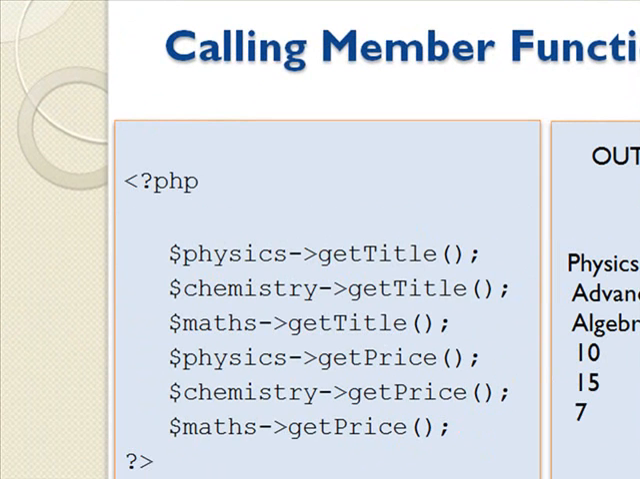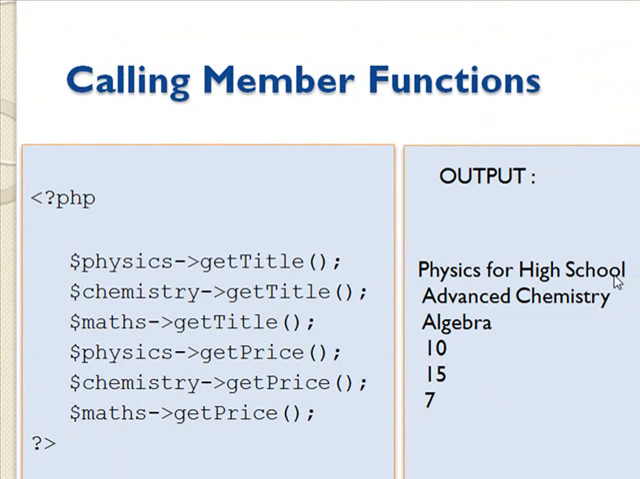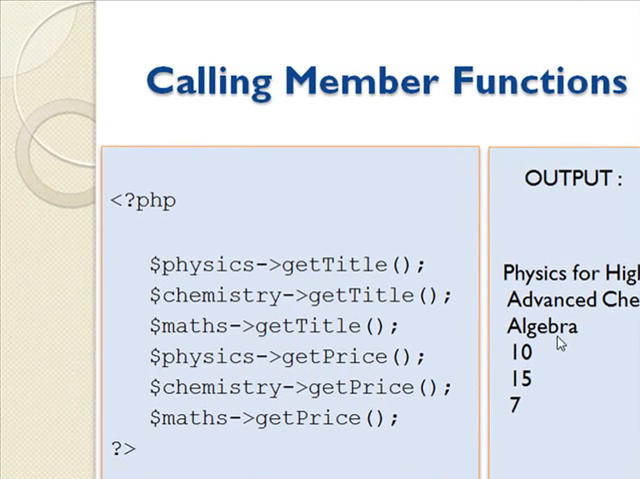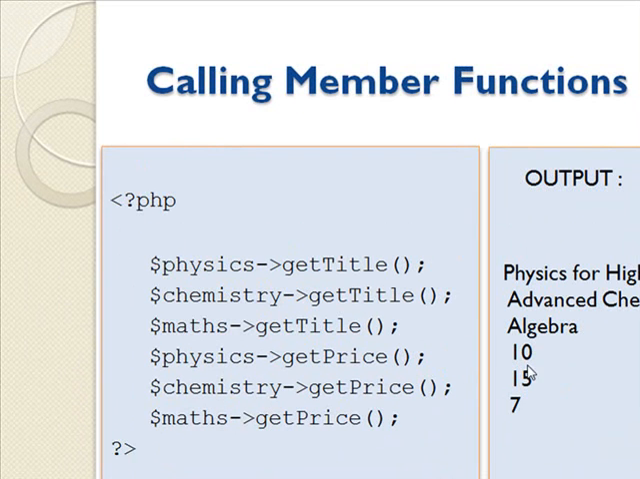Look at these. Now you call the physics getTitle method, then the output is physics for high school. Chemistry getTitle method, then advanced chemistry. Maths getTitle, algebra. Then they called the physics getPrice method. You can see here the getPrice value was 10, then the output is 10. Chemistry getPrice is 15, then the output is 15. As with the maths getPrice method call, you get the output as 7.